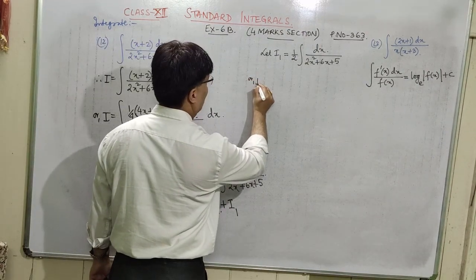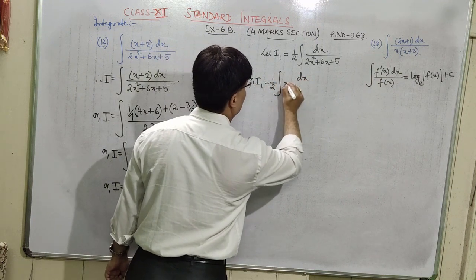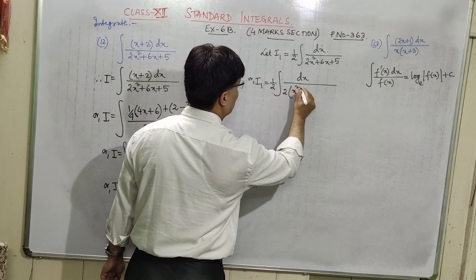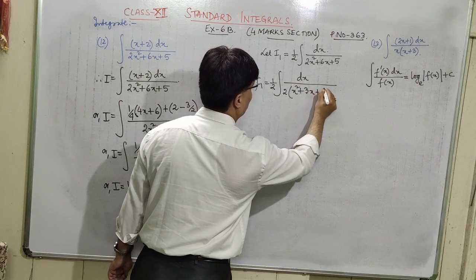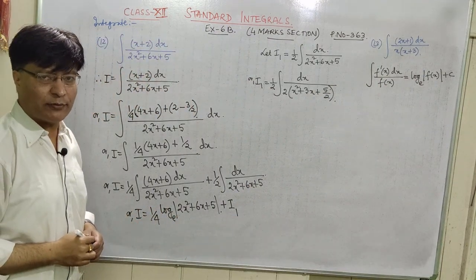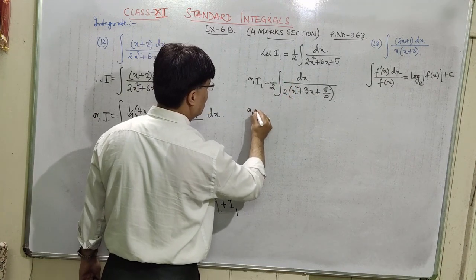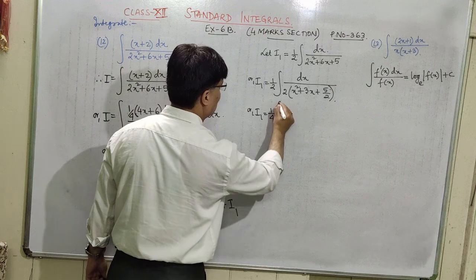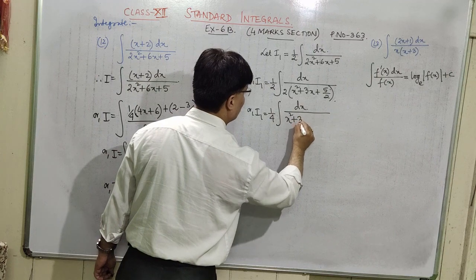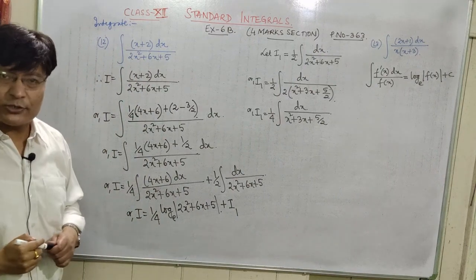So I1 is equal to half integration of dx. Make the coefficient of x square positive 1, so 2 is taken common. So it is x square plus 3x plus 5/2. Is that clear to all of you? I think you have understood it. Now this is half again, that is constant, it is taken outside. So I1 is equal to 1/4 integration of dx divided by x square plus 3x plus 5/2. Understood now?